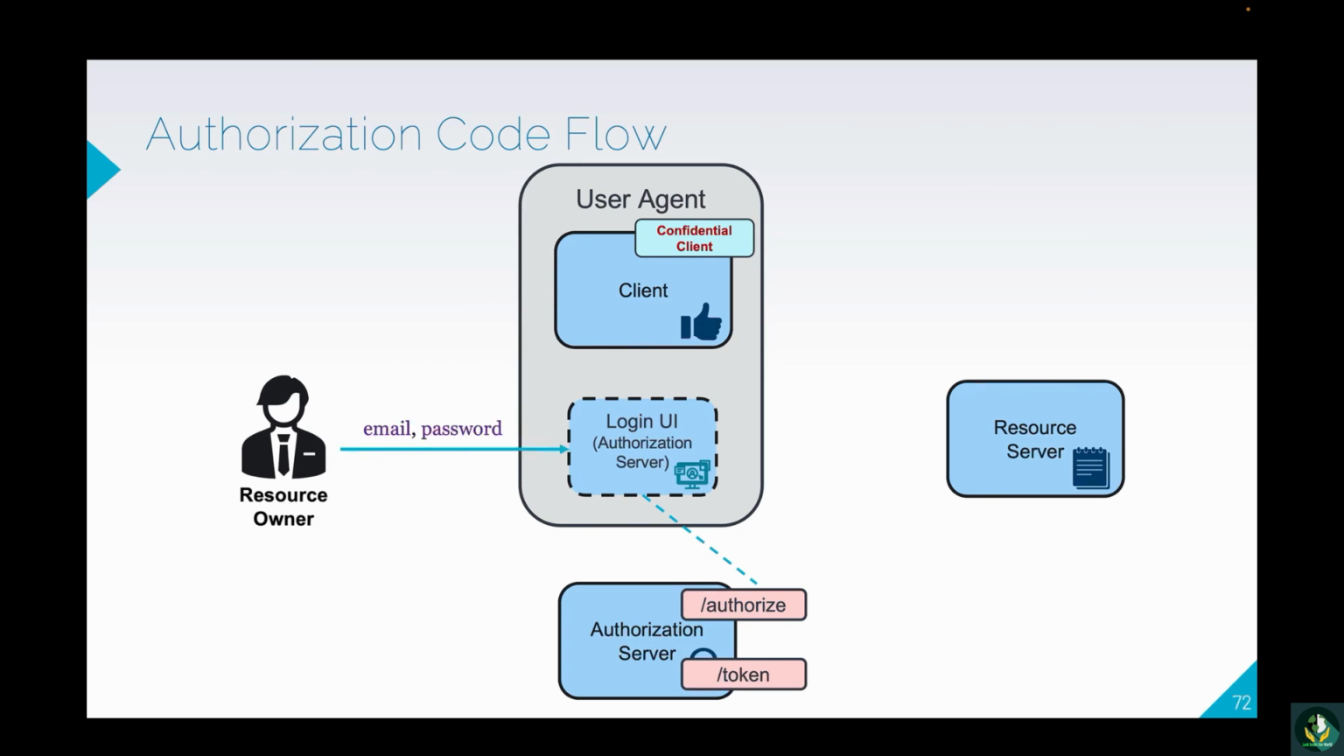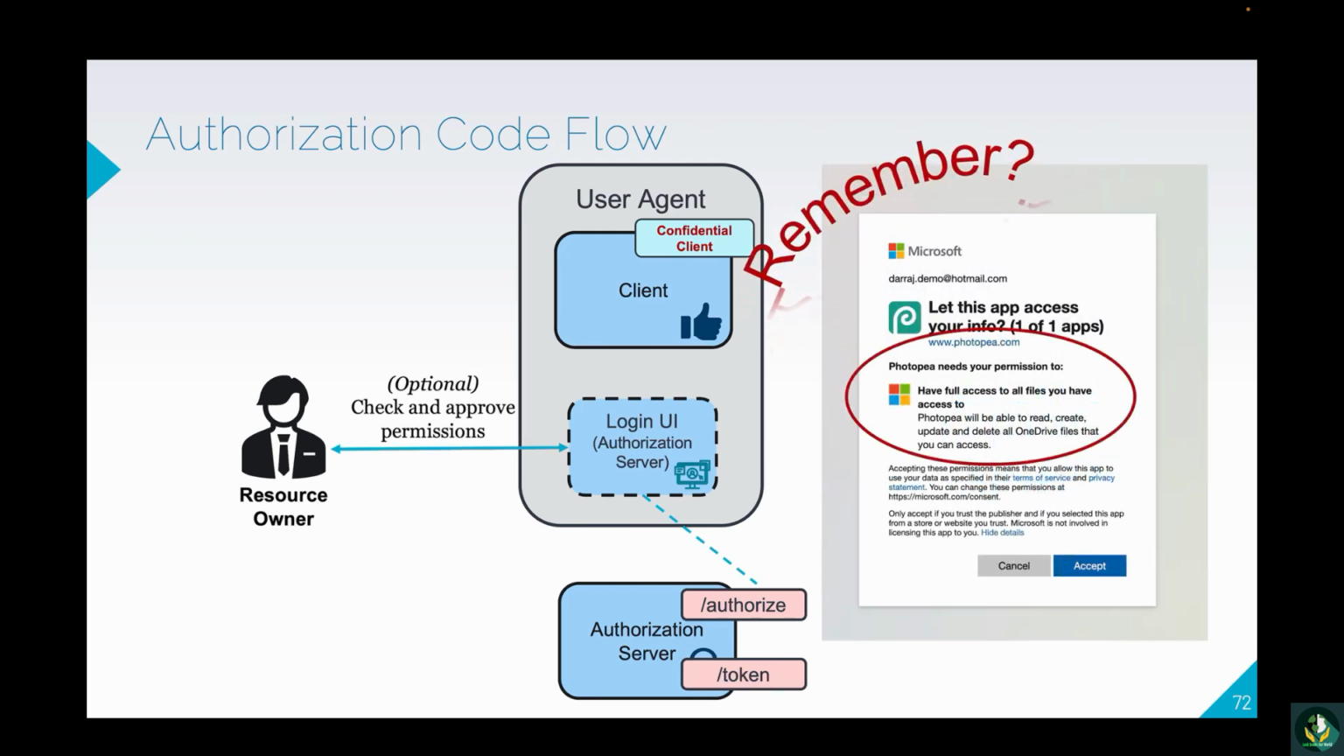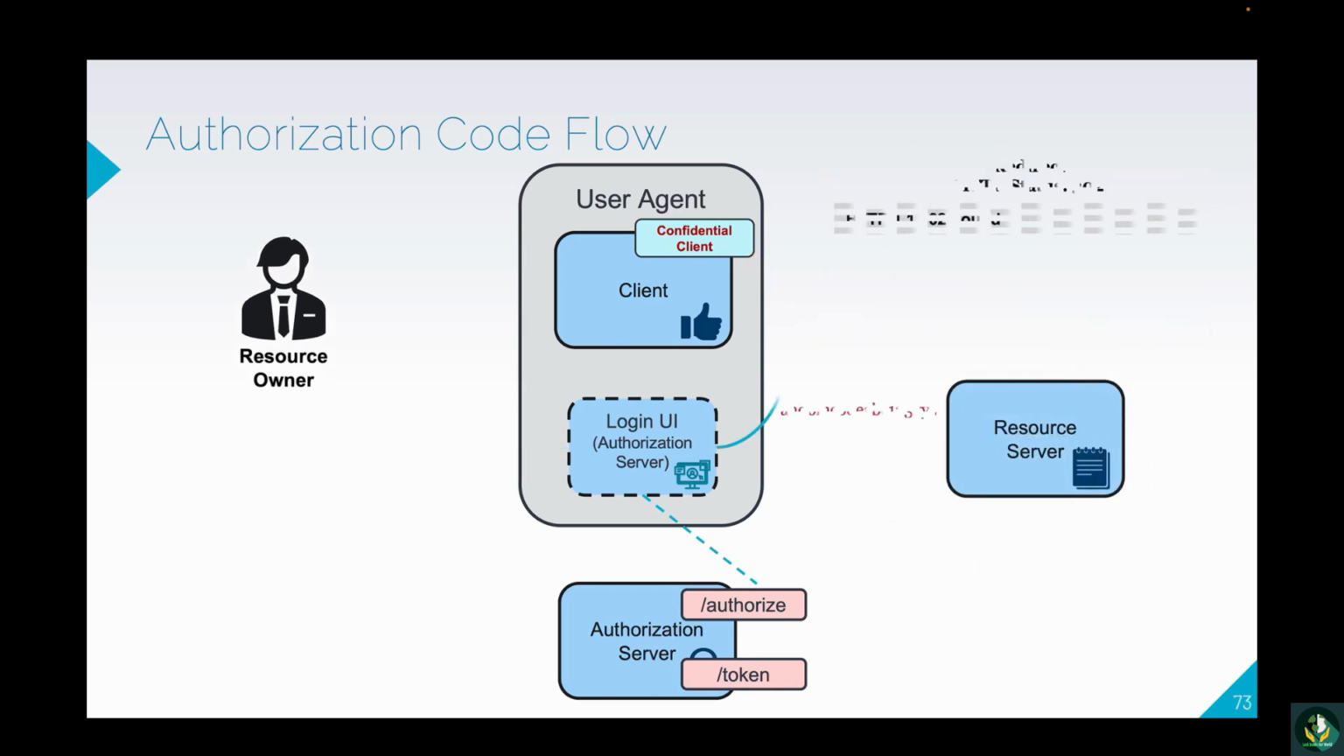So the resource owner now enters his credentials, such as an email and password, into the authorization server. The authorization server then verifies these credentials to ensure everything is correct. Once verified, the authorization server presents the requested permissions scopes in a user-friendly format, asking the resource owner to review and confirm them.